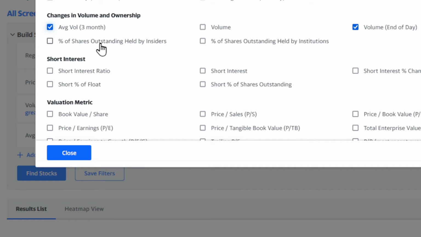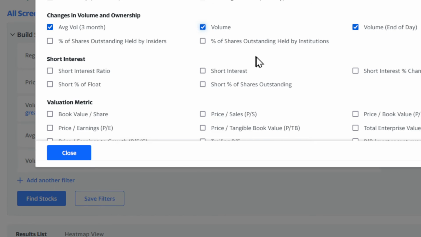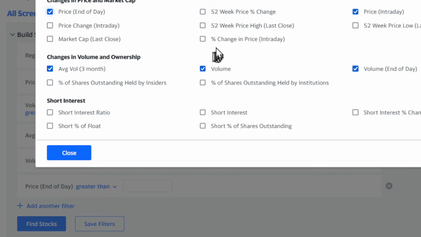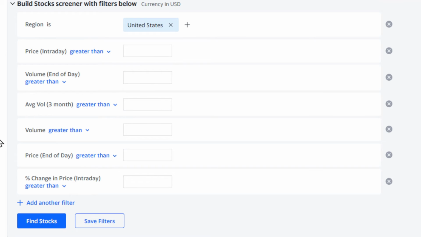I think we get also that volume. We're going to need price. And that is here. Price end of day. And change in price percentage. Price intraday is already checked. And so I think that's it. We have our parameters. So we have the region, price, intraday.